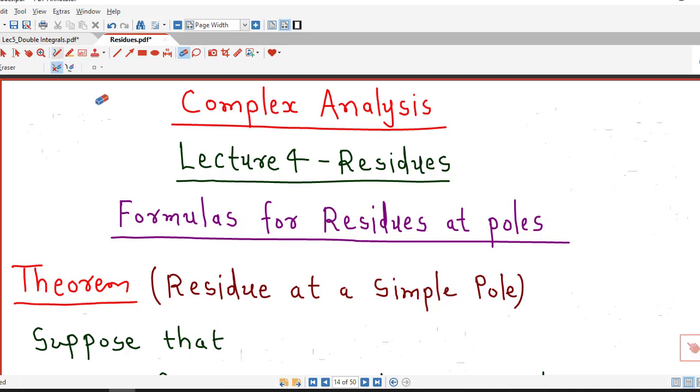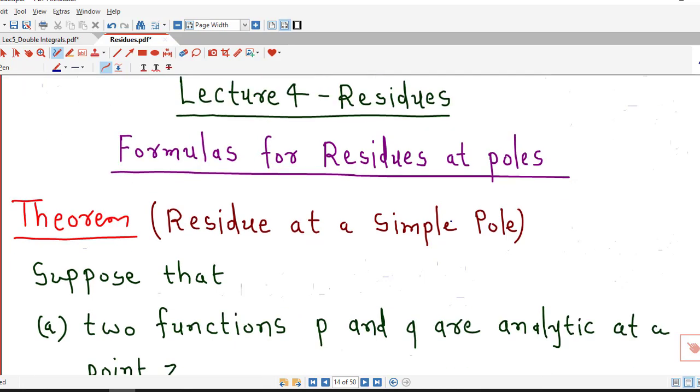Hello friends, I welcome you to lecture number 4 on residues. In this lecture we are going to discuss one more formula for residue at poles. So we consider this result.